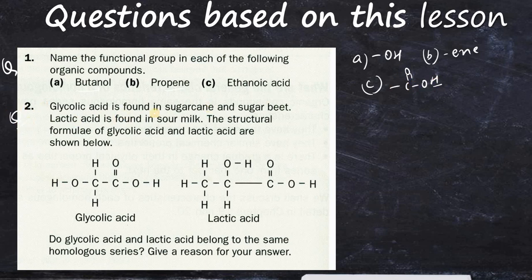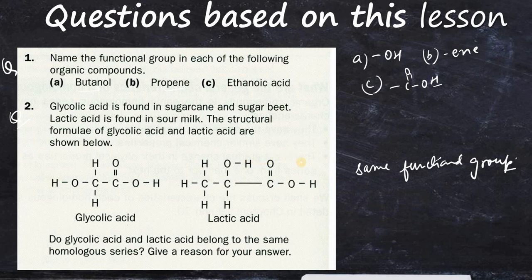Question number 2 is saying that glycolic acid is found in sugarcane and sugar beet, and lactic acid is found in sour milk. Now, the structural formulas of glycolic acid and lactic acid are shown below, as you can see here. Do you think that glycolic acid and lactic acid belong to the same homologous series? How do I know that? The same homologous series should have the same functional group, right? So now let's see, do they have the same functional groups?